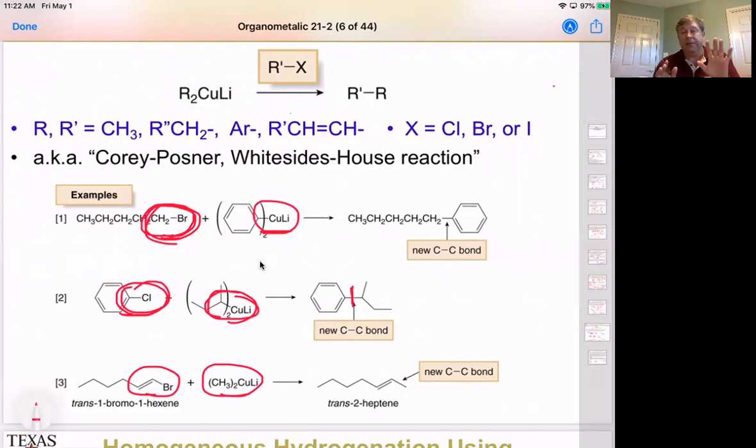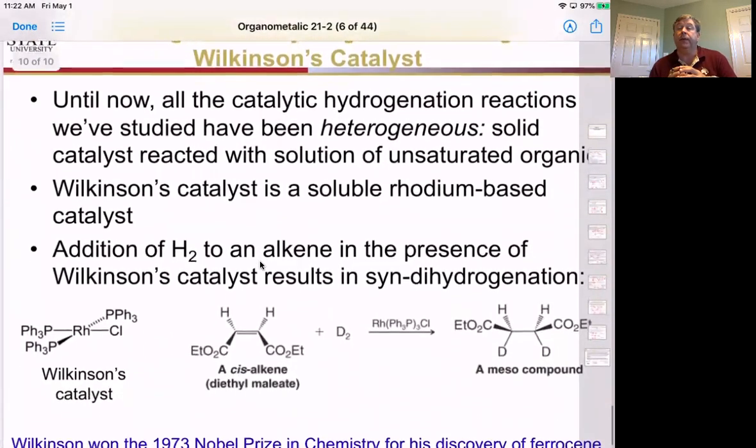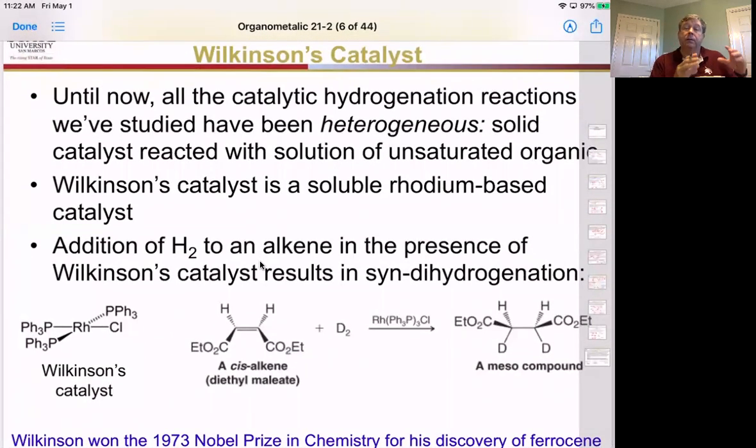Okay. All right, the last reaction, which is kind of not really a cross-coupling reaction, but it involves an organometallic reagent that gives us something different than we've had before, is catalytic hydrogenation. Now, up to now, when we talk about catalytic hydrogenations, we actually are doing some kind of hydrogen adsorbed to the surface of a metal. Most of the time, it's a solid catalyst, either metal on top of some carbon or a metal surface, okay? And when we have that happen, we tend to call that a heterogeneous catalyst, meaning the catalyst is not dissolved in the organic solution, okay?